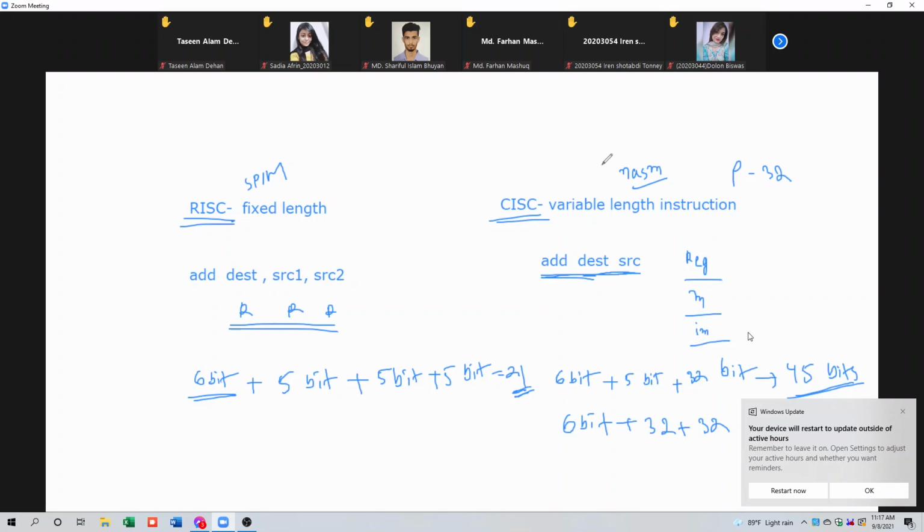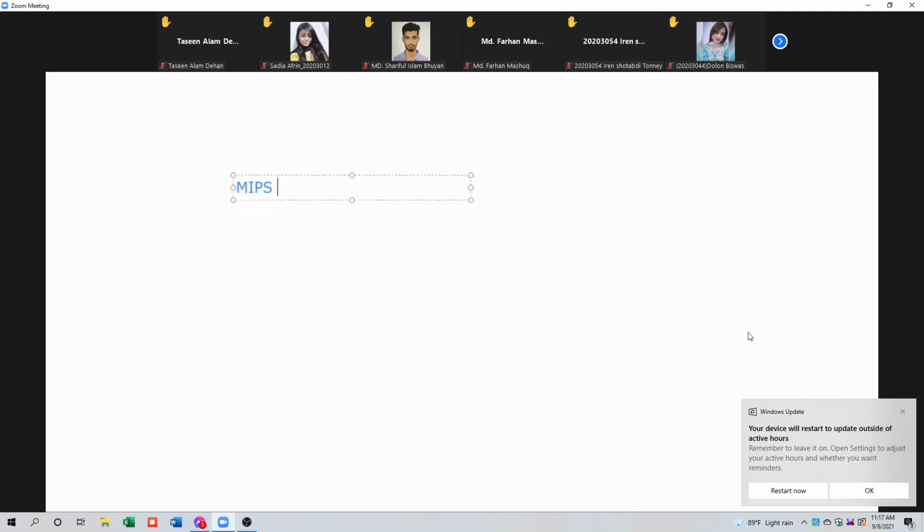Okay. So now the next topic is the MIPS R2000 architecture. This is a RISC processor. So what is the architecture of the MIPS R2000 processor? The architecture means that you just have to define how many units that processor has, how many internal registers that processor has, how many circuits it has, or how many flag registers it has.